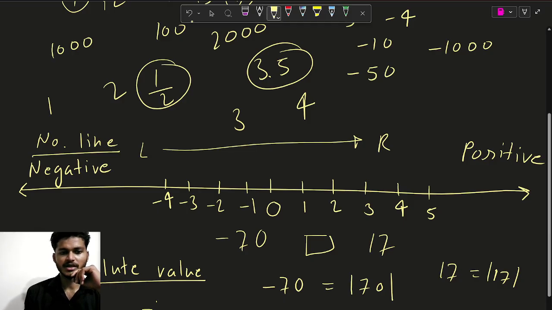Okay, absolute value of minus 1, it is 1 only. Absolute value of any positive integer or any negative integer, we'll write that integer in a positive form, and we will use this sign in order to represent the absolute value. Okay, so this needs to be understood.